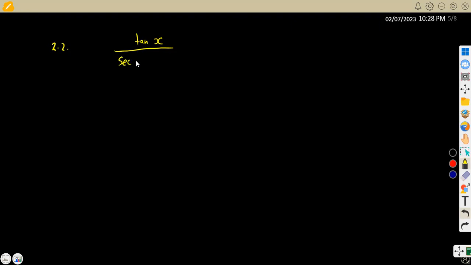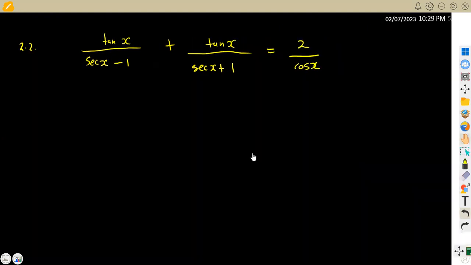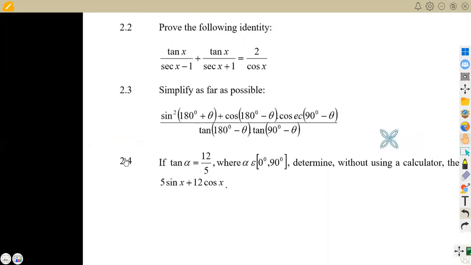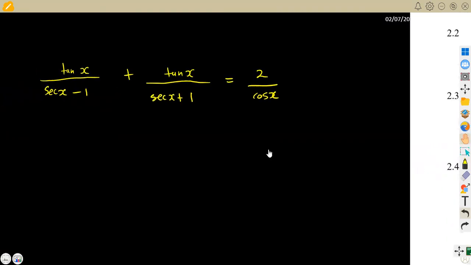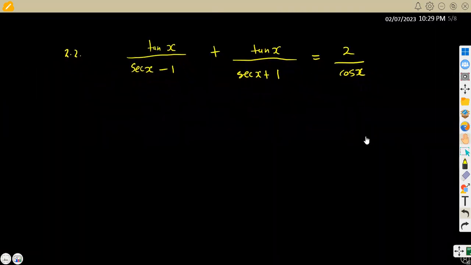So we have sec x minus 1 plus tan of x over sec x plus 1, which is equivalent to 2 over cos of x. That was the question. Take note, guys, this is what we are given, taken directly as it is, and that's 5 marks. Let's see if what they wrote there makes sense.